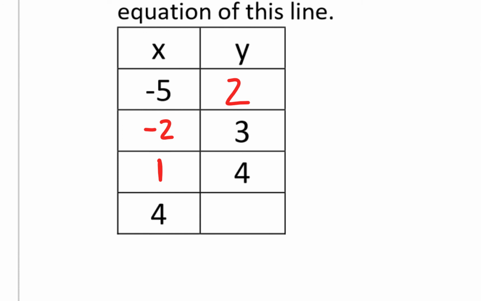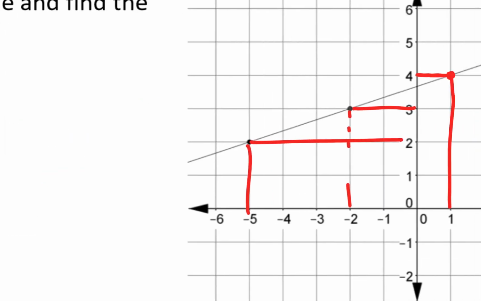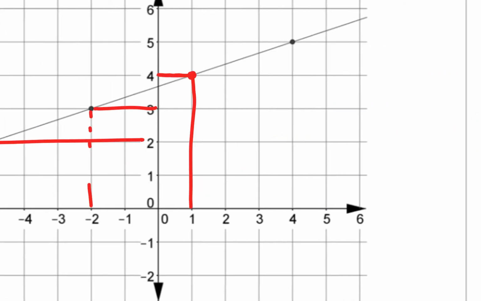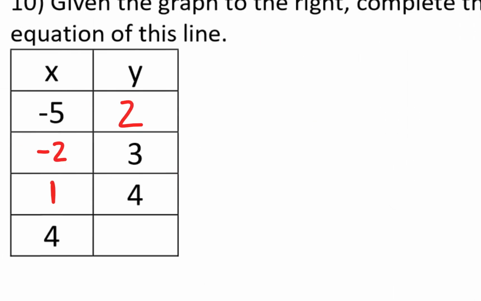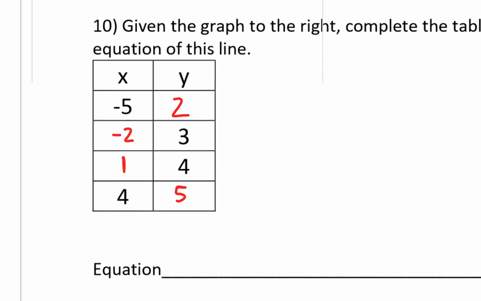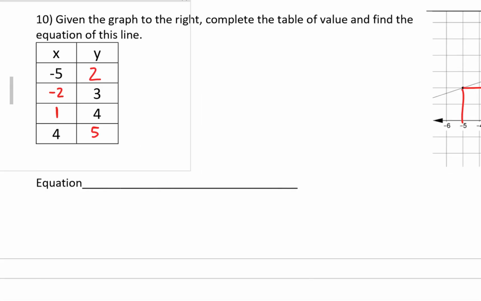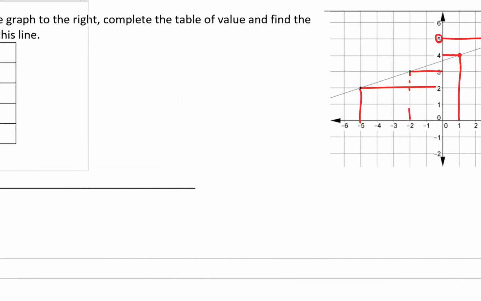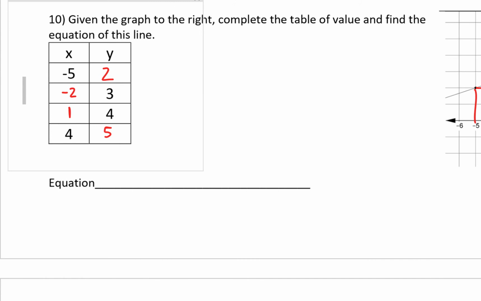And then finally, if x is 4, for some reason I like starting with the domain. When x is 4, what's y? When x is 4, this function is hitting the value of 5. So I've got a 5. All right, I completed this table of values. So that's two different ways I can represent this line, right? I can represent it with this graph and also with this table.